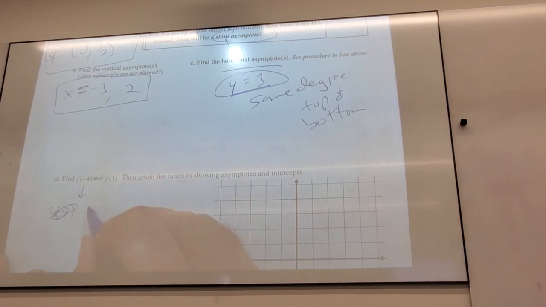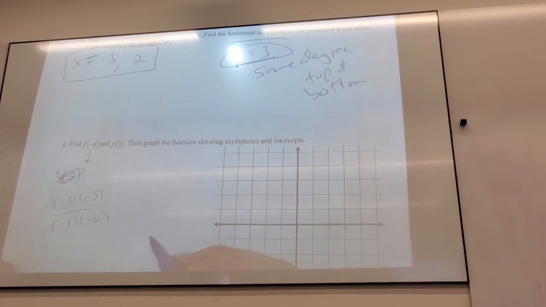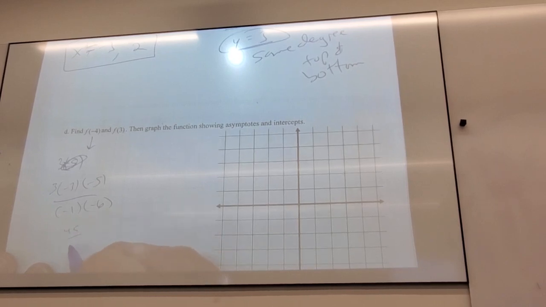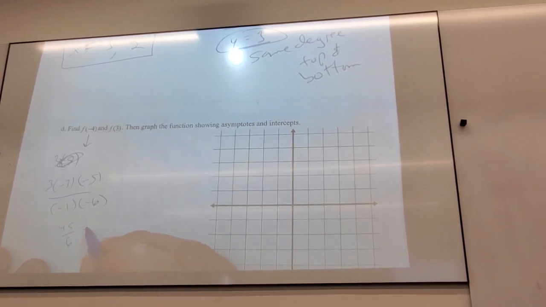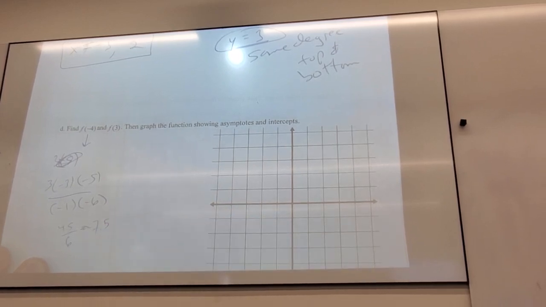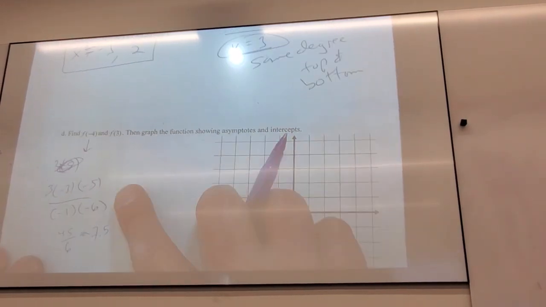F of -4. So it'll be 3, -3, -5 over -1, -6. So I'm getting 45 over 6, which is roughly 7.5. Would you have to square? All right, so real quick, how did I do this?